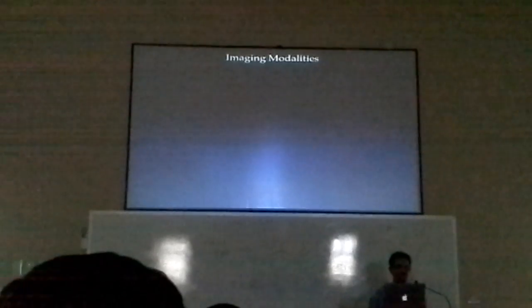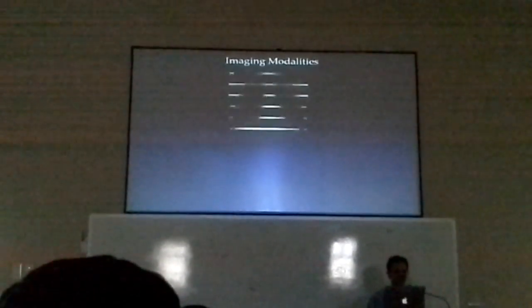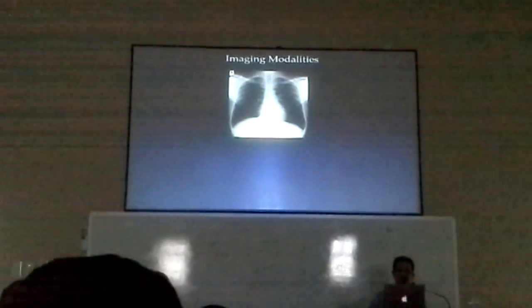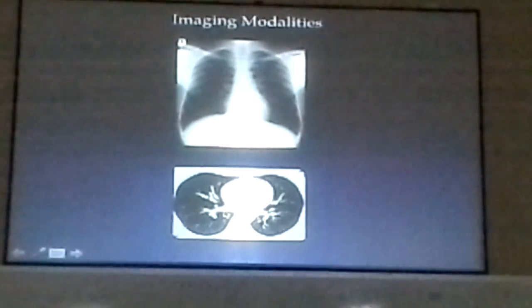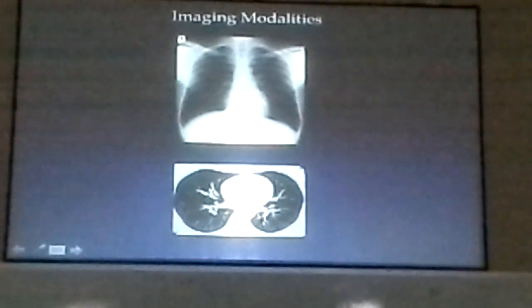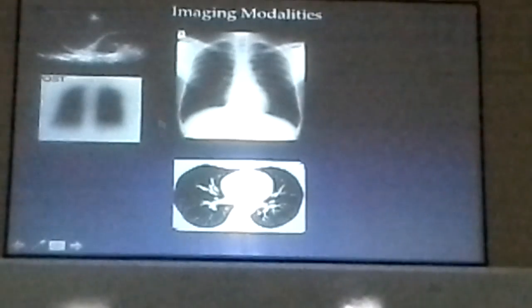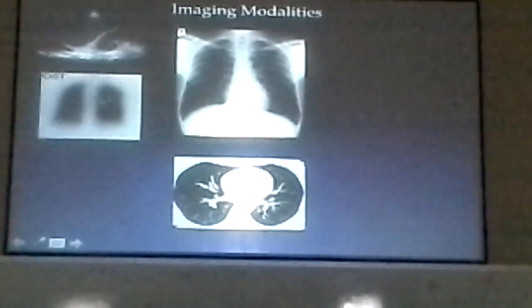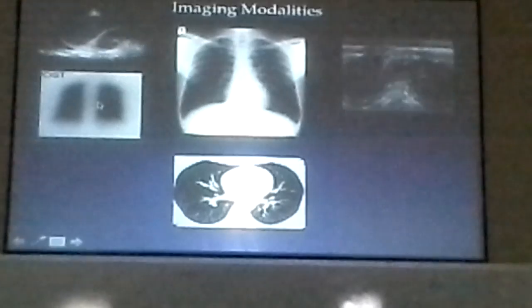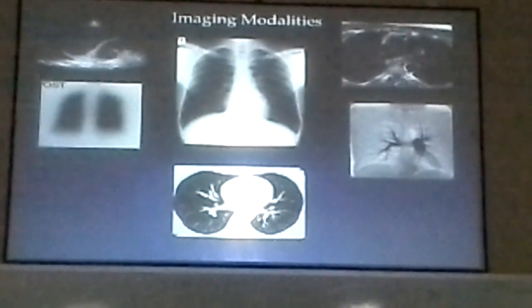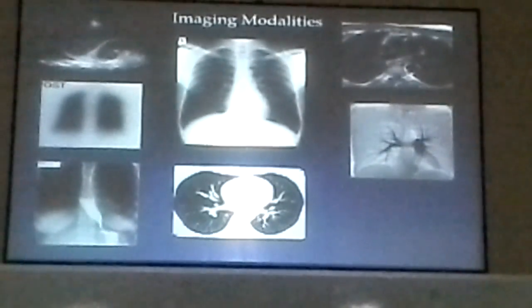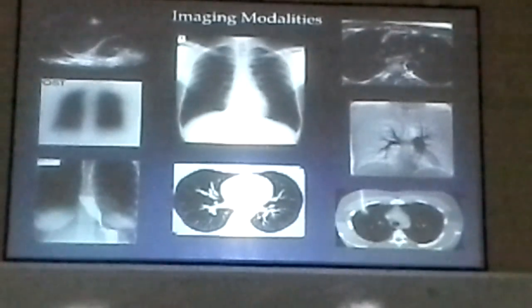Okay. So we will start with imaging modalities. The number 1 is chest X-ray. This is the most frequently done. And what about this? CT scan. And this is what? Ultrasound. What about this? Isotope. MRI. Very good. Angiography. Barium swallow examination. And then biopsy.